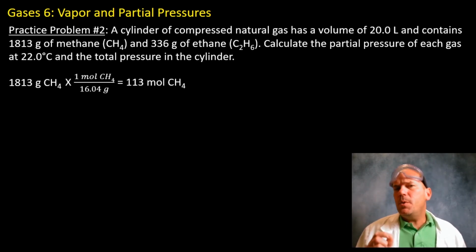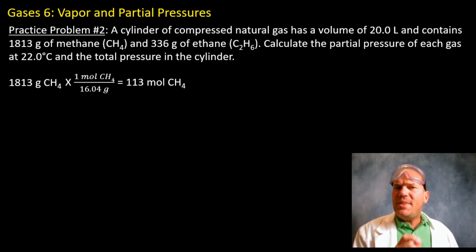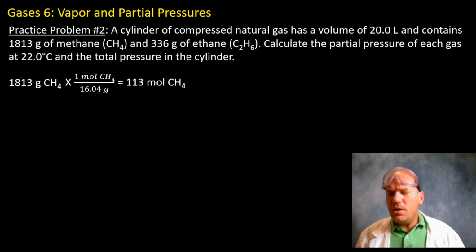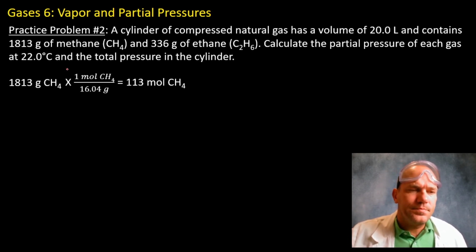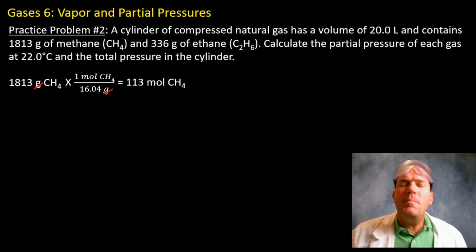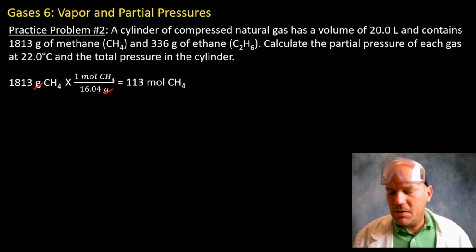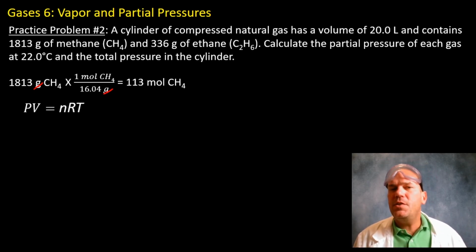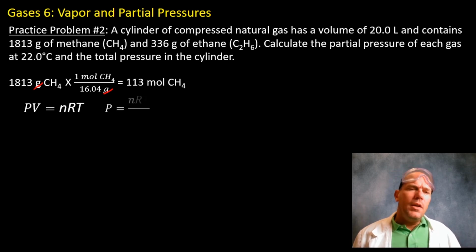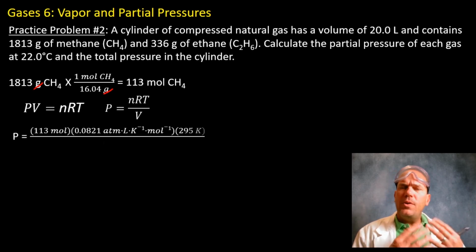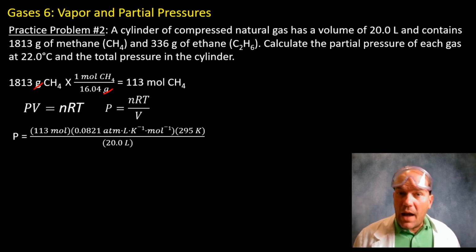So there are 16.04 grams of methane in 1 mole of methane. That gives us 113 moles. All right, it's all about the mole. We need the mole if we're going to calculate anything about the gas. Let's use the ideal gas law now. Let's put in what we have and rearrange for pressure. We now know the moles. We know the ideal gas law constant. In fact, we derived that in previous videos. And we know the volume.